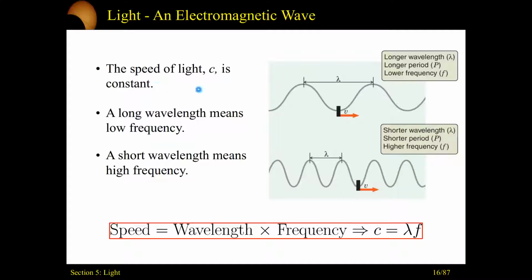Now recall, the speed of light is a constant, that lowercase c, 3 times 10 to the 8th meters per second. Right? So if you look at the speed of a wave, how fast is that wave traveling? Well, it goes as the wavelength times its frequency. Or in equation form, we'd say the speed c equals lambda f, wavelength times frequency.